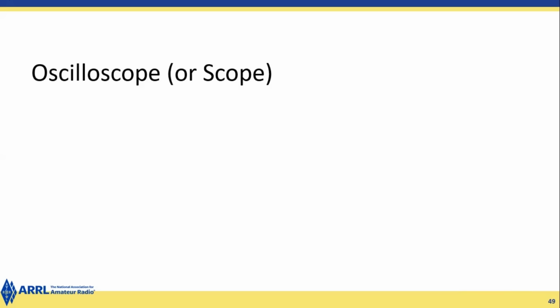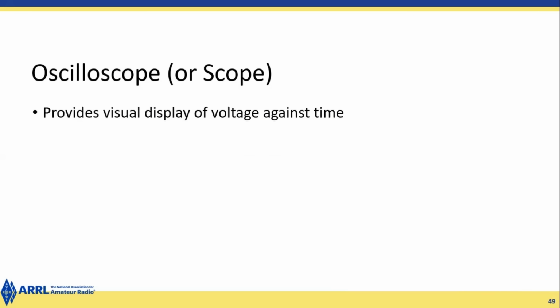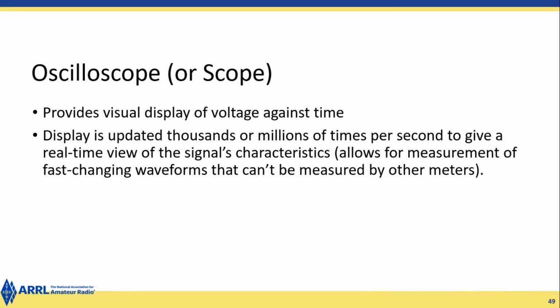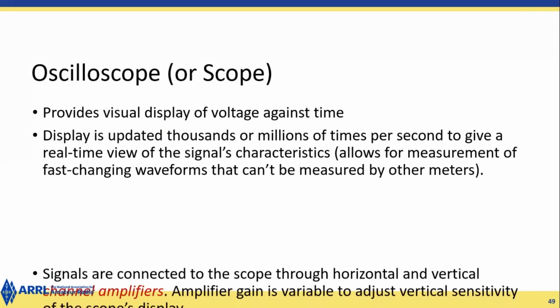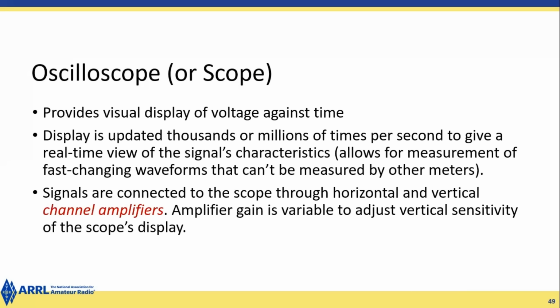All right, the next thing we're going to talk about is the oscilloscope. An oscilloscope provides a visual display of voltage against time. The display is updated thousands or millions of times per second to give a real-time view of the signal's characteristics. It allows for the measurement of fast-changing waveforms that can't be measured by other meters. Signals are connected to the scope through horizontal and vertical channel amplifiers. Amplifier gain is variable to adjust the vertical sensitivity of the scope's display.